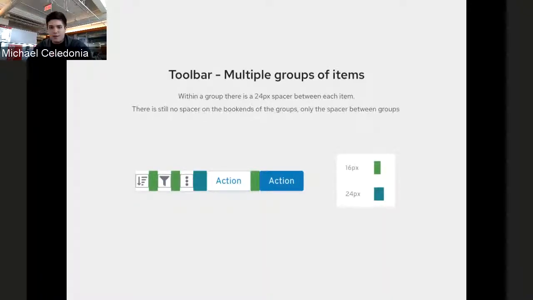And then you can have multiple groups of items within one toolbar. And when you have 2 groups of items that are generally different components, we are going to try bumping up the spacing to 24 pixels between those groups. So you can see here there's still 16 pixels of spacing between each item in the group, but between the 2 groups, the group of buttons and the group of icons, we've got a 24 pixel spacer. I wanted to be a little conservative there, so we might need to bump that up if we start using it and see that's not enough.